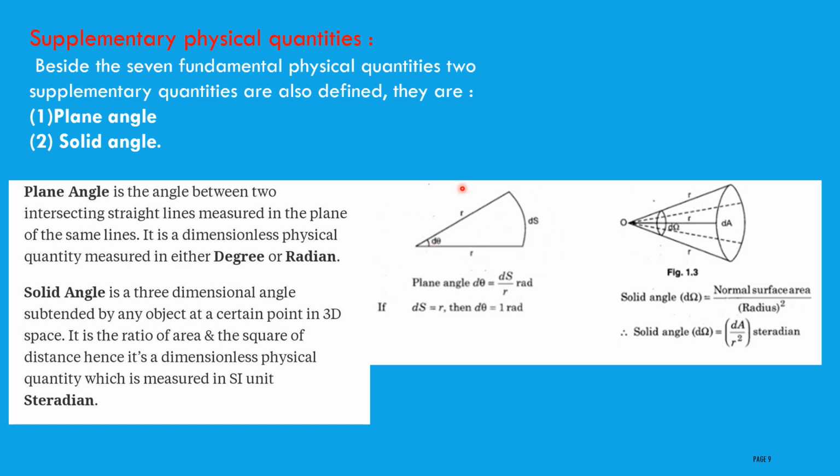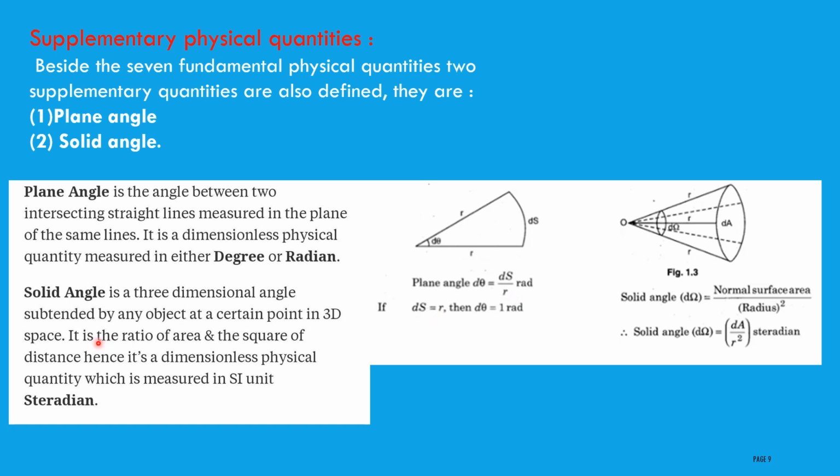Here this is the circle, then this is the arc of the circle, then this is the radius of the circle. Then plane angle is represented by theta. d theta will be equal to arc divided by radius, ds divided by r. The SI unit of plane angle we express in terms of degree or radian. Normally radian is represented as rad. The short form of radian is rad.